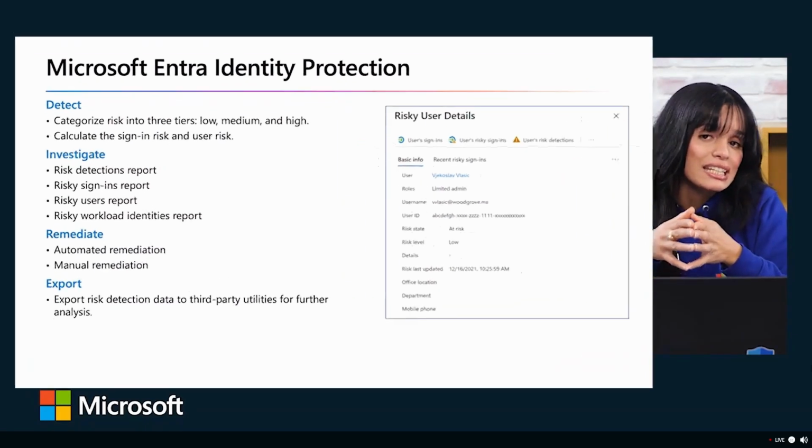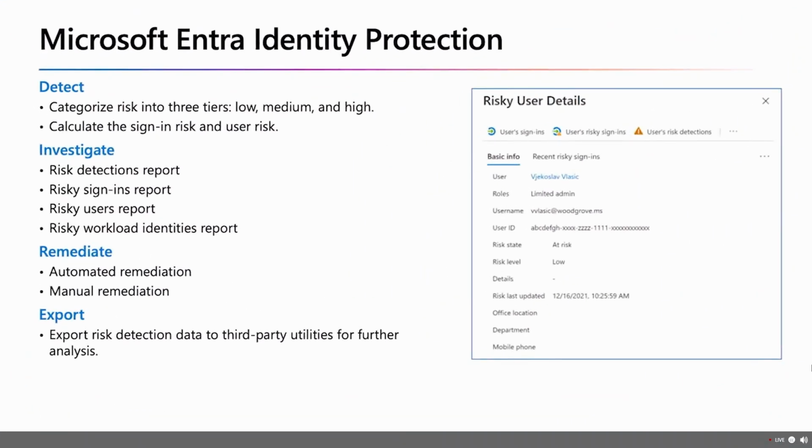Identity protection is a tool that allows organizations to accomplish three key tasks. First, automate the detection and remediation of identity-based risks. Second, investigate risk using data in the portal. And finally, export risk detection data to third-party utilities for further analysis.